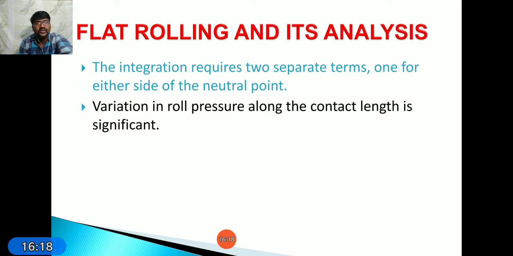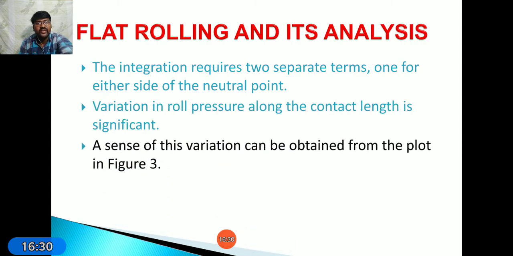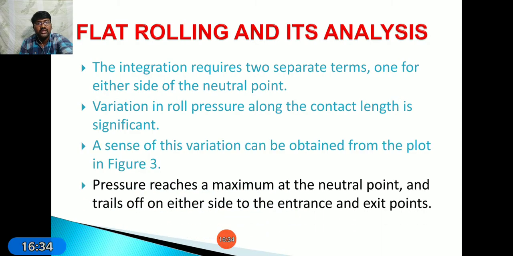Variation in roll pressure along the length of contact is significant. By using this we can vary the force at each and every point. It will change, and as it says, the variation can be obtained from the plot in a graph. The pressure reaches a maximum point known as the neutral point, and then trails off on either side, at the entrance and exit. It is the peak pressure at the neutral point.